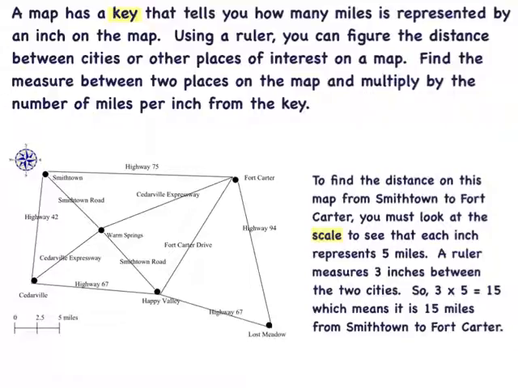Using the ruler, I would see that it is 3 inches between the 2 cities. So I would take my 3 inches times the 5 miles per inch to get 15, which means it is 15 miles from Smithtown to Fort Carter.